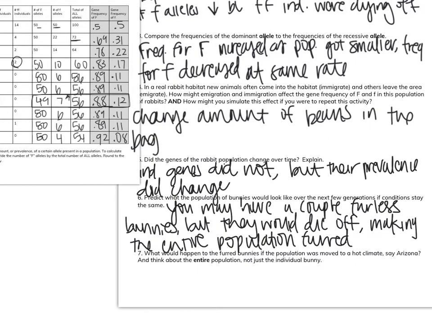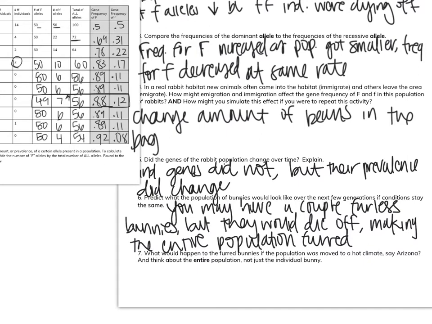Okay. Number 7 says, what would happen to the furred bunnies, so this population of bunnies up here, if we took them to a hot climate, say Arizona? And think about the entire population, not just the individual bunny. So if we took, let's say, not this population at the end, but the beginning population with 50 and 50, in this new environment, which bunnies are going to be better suited? The furless bunnies are going to be better suited because they can survive in the hot climate.